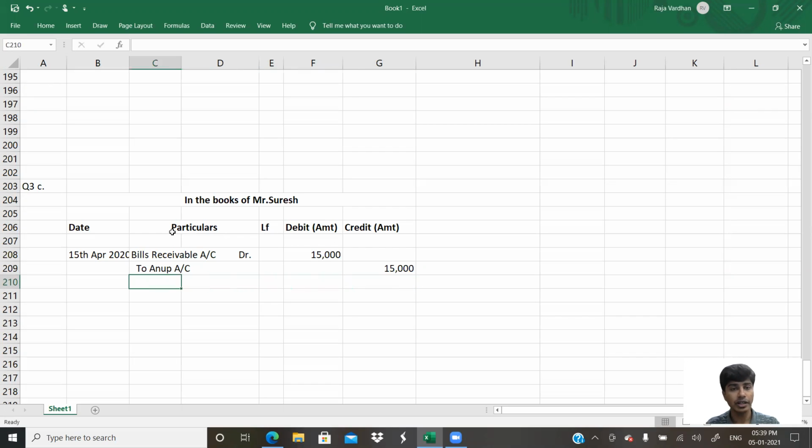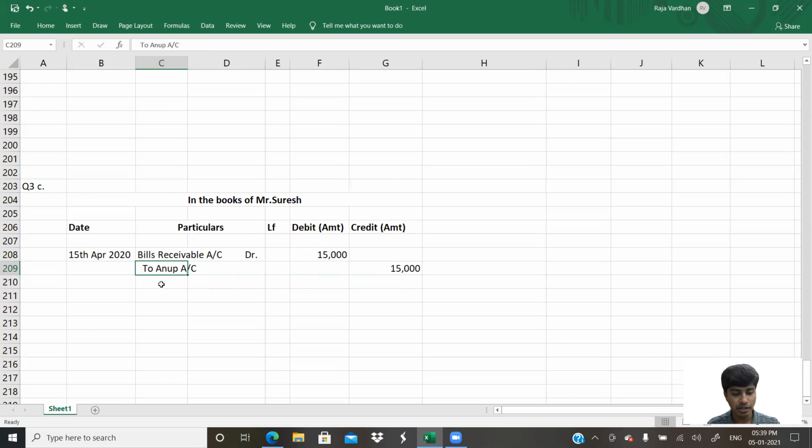15,000. Perfect. So we're done. For these transactions, you can actually put narration. I'm skipping it, but okay, I'll put it for a couple of them so that you'll understand. Being bill accepted by Anup. As sweet and simple as that.